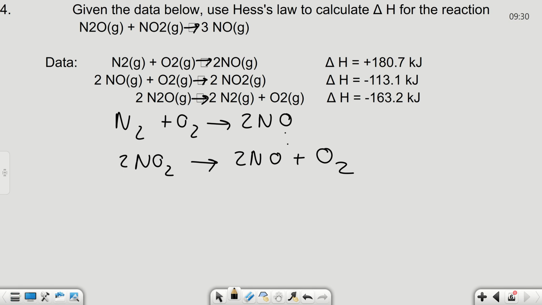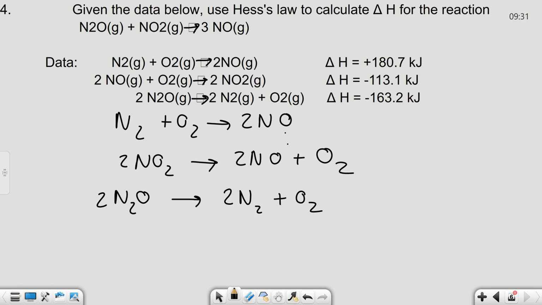And then the last one, I'm going to leave as is for the moment because that's the only one that has the N2O in it. So I don't think I'm going to have to reverse this last one. The thing is, if I add this all up, I have too much stuff. I have too many things happening here. I'll have leftover compounds because I don't want N2 and O2 left over either. I want them completely canceled out.